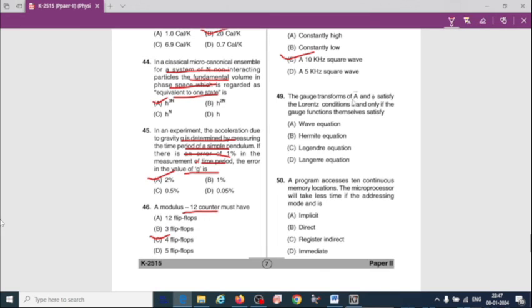Gauge transforms of A and phi satisfy the Lorentz condition if and only if the gauge functions themselves satisfy the wave equation. A program accesses 10 continuous memory locations. The microprocessor will take less time if the addressing mode is direct.